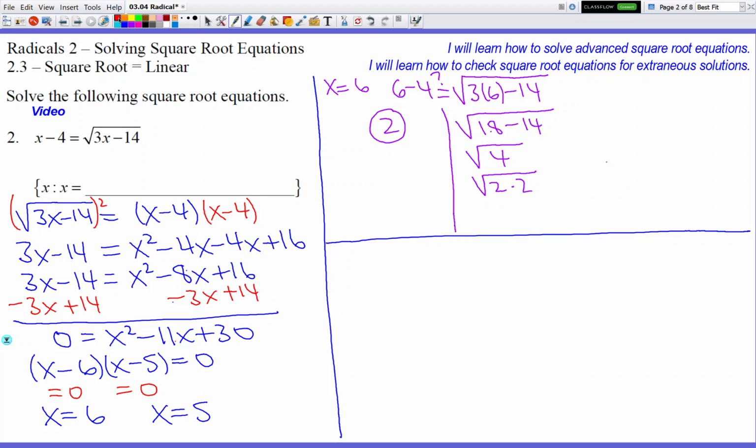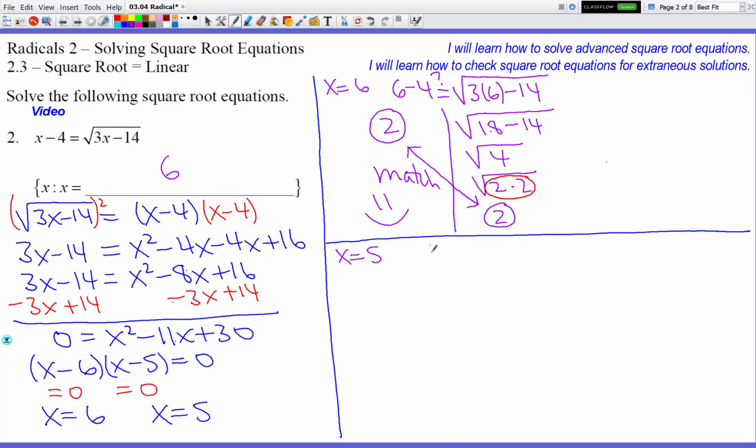Get my red pen out, circle things that match. And right side I get a 2. So left side is 2, right side is 2. How do we feel about this? Well, they match, so we're kind of happy. Yay! So 6 is a legit answer. Okay, so now let's check x equals 5. And let's see if it works.